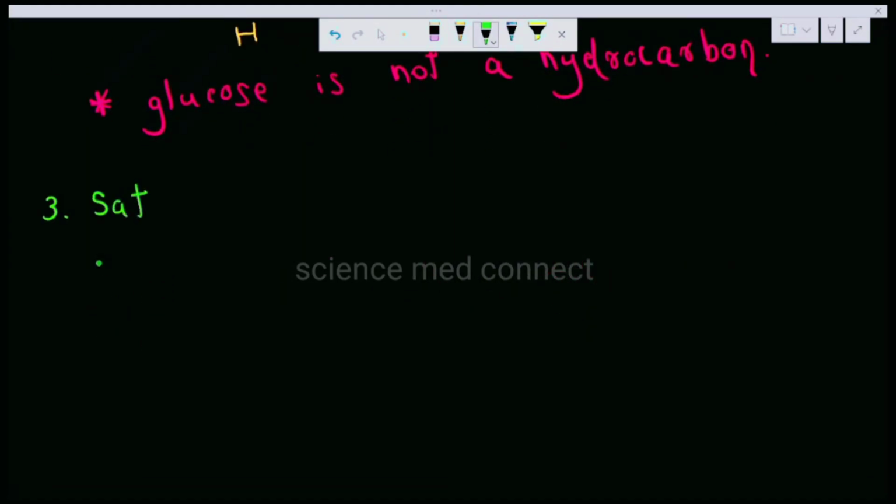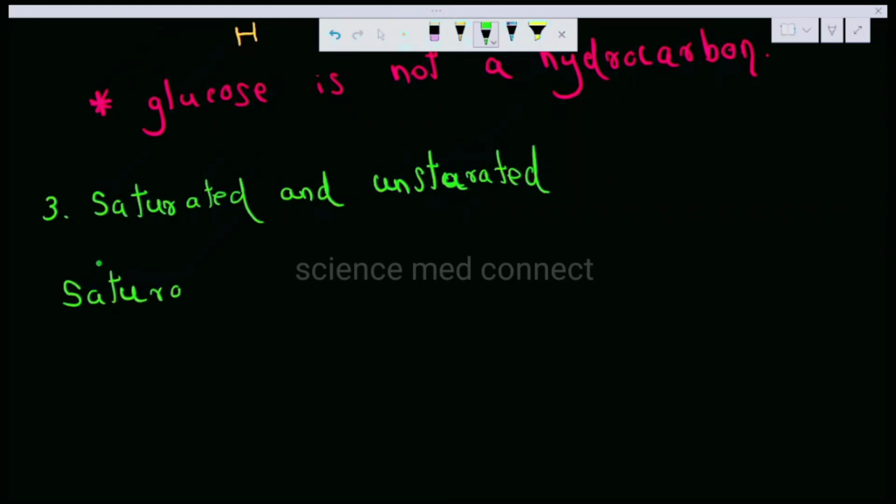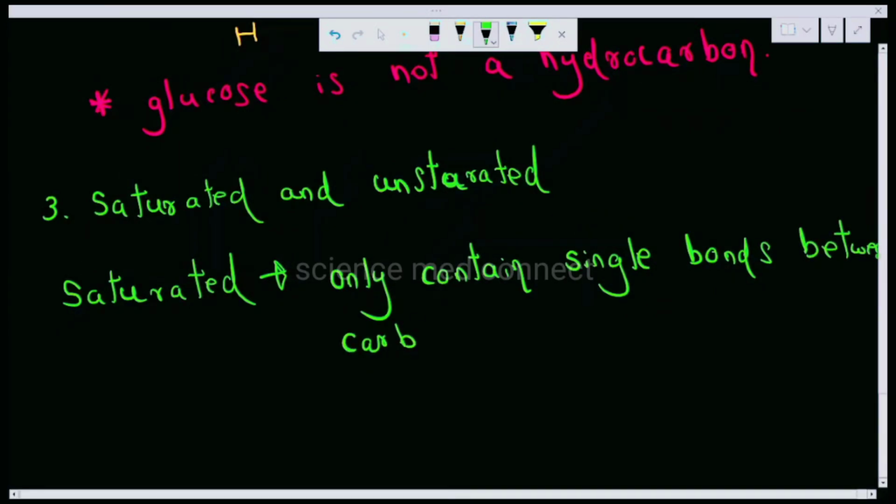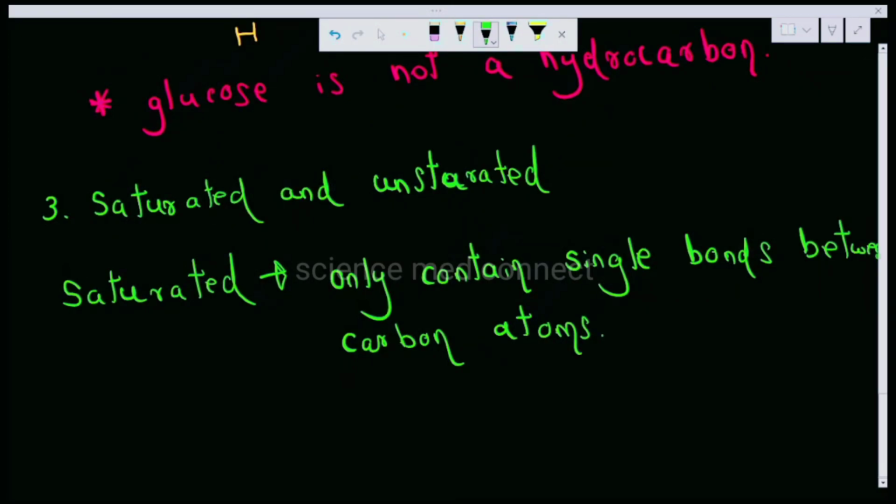So let's talk about saturated and unsaturated hydrocarbons. What are saturated hydrocarbons? Saturated hydrocarbons only contain single bonds between carbon atoms. So in saturated hydrocarbons we can only see single bonds between carbon atoms.